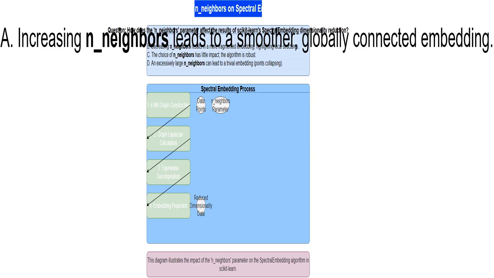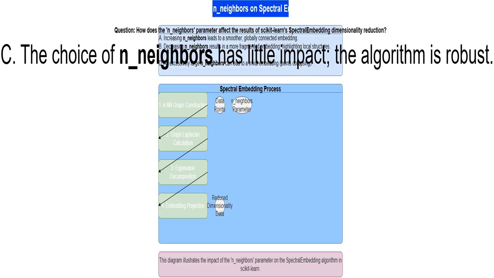If I increase the number of neighbors considered, the resulting picture will be smoother and more connected because the algorithm considers broader relationships between data points. If I decrease the number of neighbors, I'll get a picture that emphasizes local groups of points, showing clusters more distinctly. That's wrong. The number of neighbors is very important and significantly affects the outcome. If I choose too many neighbors, all the points will clump together in the center, making it uninformative. The connections become overwhelming, losing important structure.